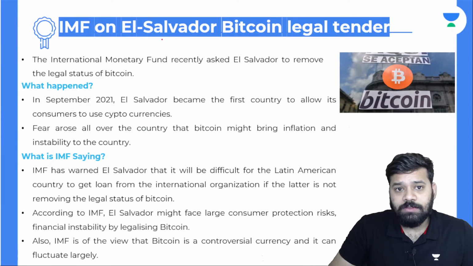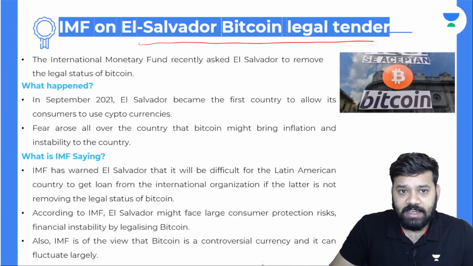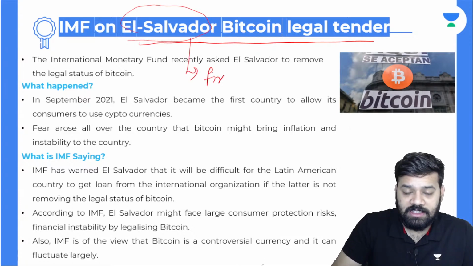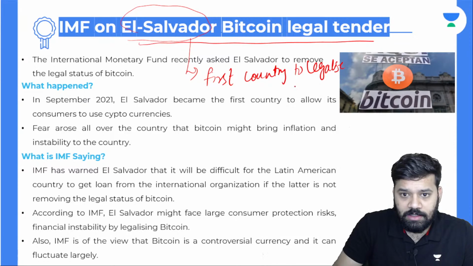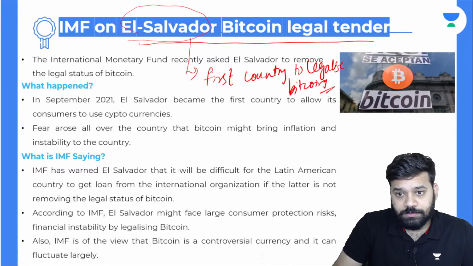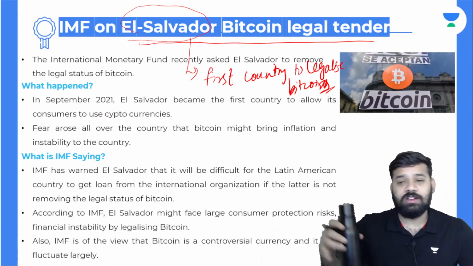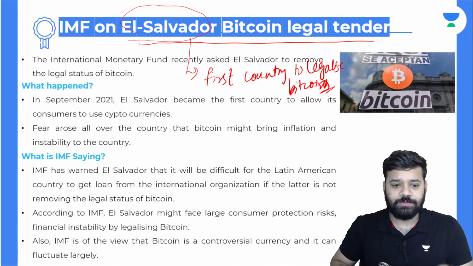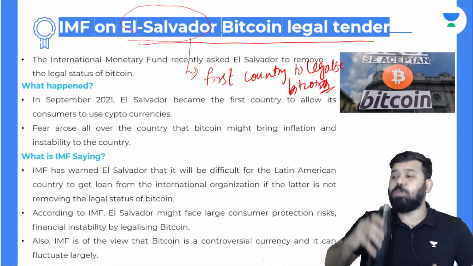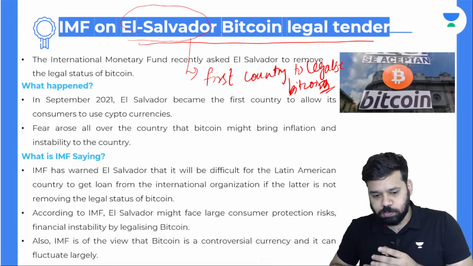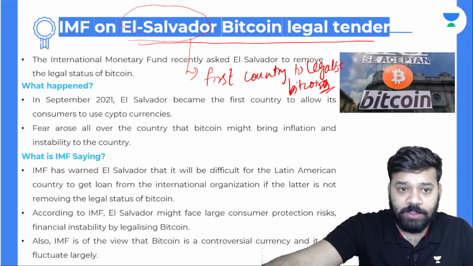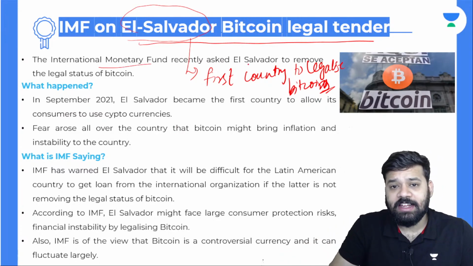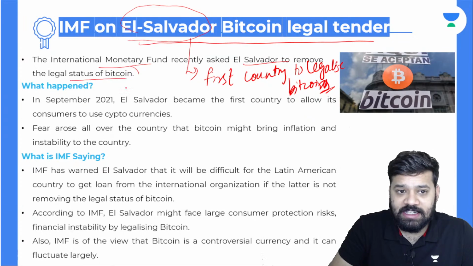Moving forward to the next topic, IMF on El Salvador Bitcoin legal tender. El Salvador is the first country to legalize Bitcoin. Also, El Salvador was coming up with a Bitcoin city. So do note this. More on this. The International Monetary Fund recently has asked El Salvador to remove the legal status of Bitcoin.